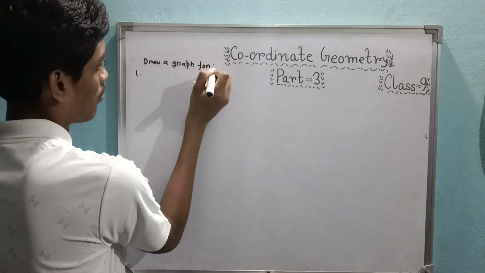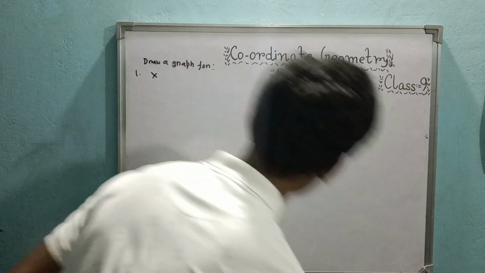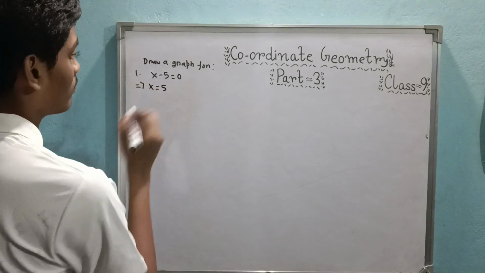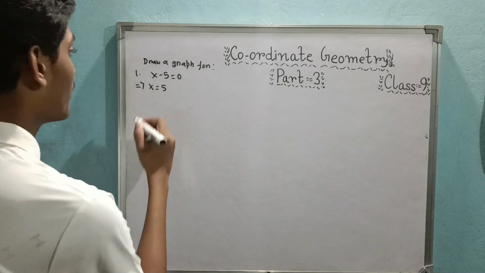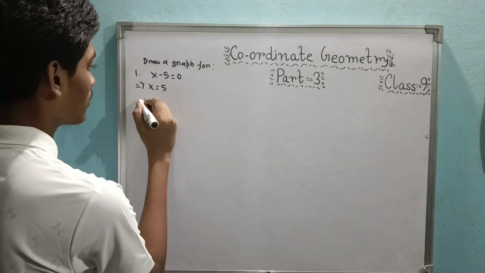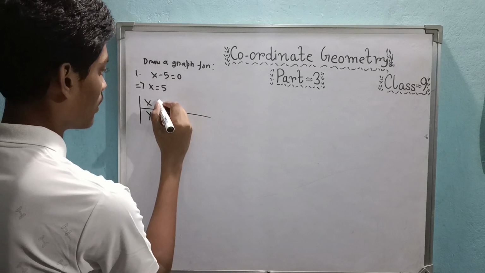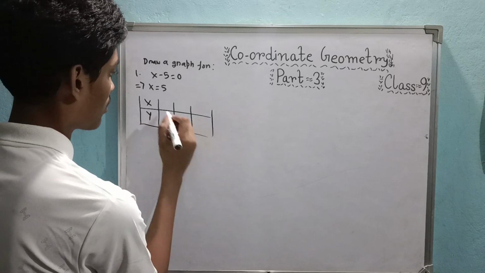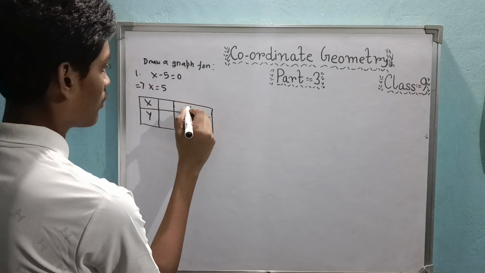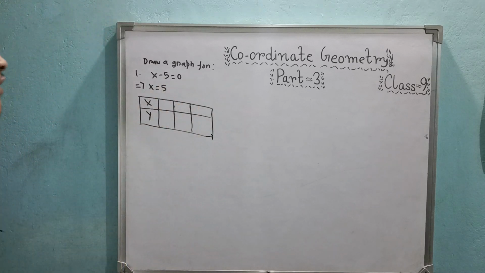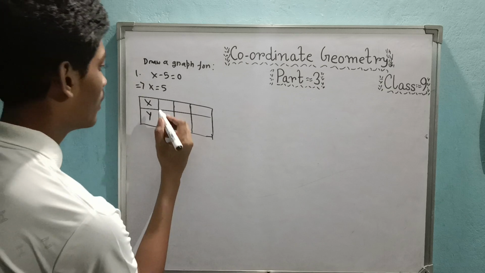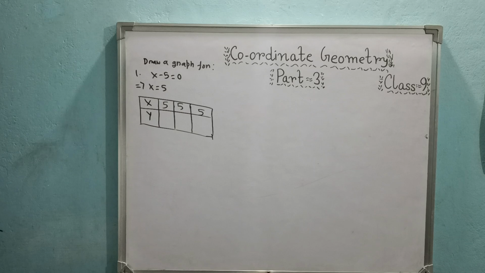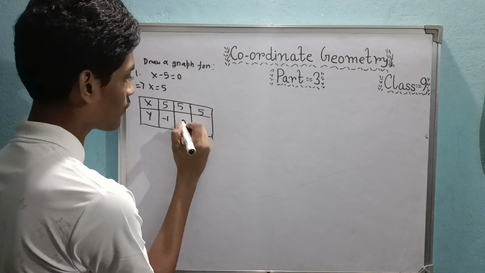Here is your first question. So x minus 5 equal to 0. Now what can I do? I can modify this equation as x equal to 5. Then take 2 columns x, y, and 3 cases. So what do I see here? x is remaining constant. No case of y is there. So in 3 cases x will be 5. Now as y is not there, we have to take 3 values of y, which should always be minus 1, 0 and 1.